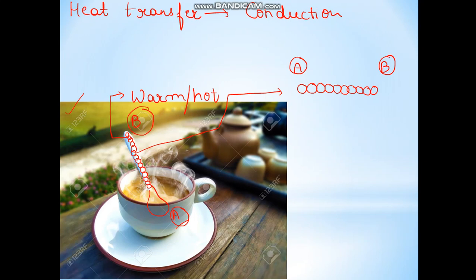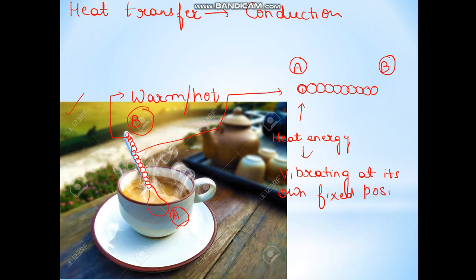So see children, what happened when end A, which is in direct contact with the hot tea, received the heat energy? The first particle, which is particle number 1, started vibrating. It started vibrating at its own position, at its own fixed position.